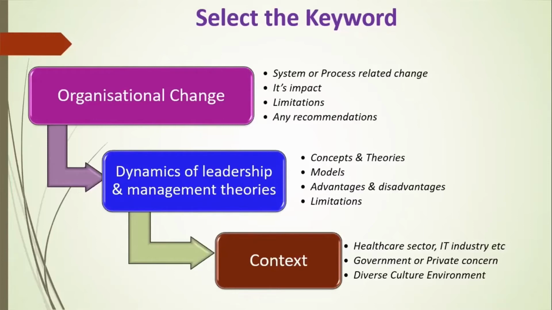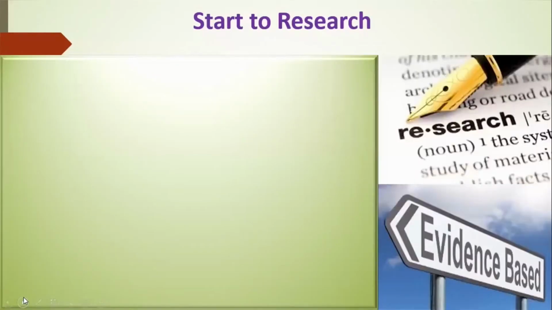That's the next step. So the first step, remember, is select the keywords and do some mind mapping based on the keywords. The second step is start to research. Once you have selected the keywords, of course, you have to search many articles based on the keywords, right? And you have to provide supportive evidence in the assignment.